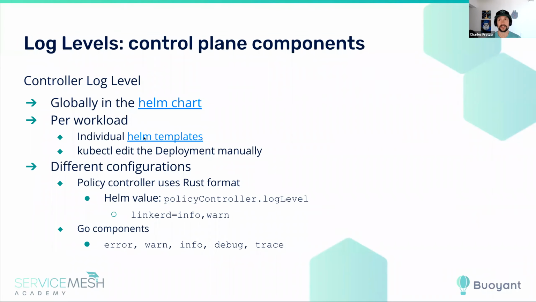And just like the proxy log level, you can set them globally in the Helm chart, which is what I've done in that values.yaml file in the repository, or you can do it per workload by modifying the individual Helm templates. So that is the basics of debugging the Linkerd control plane.